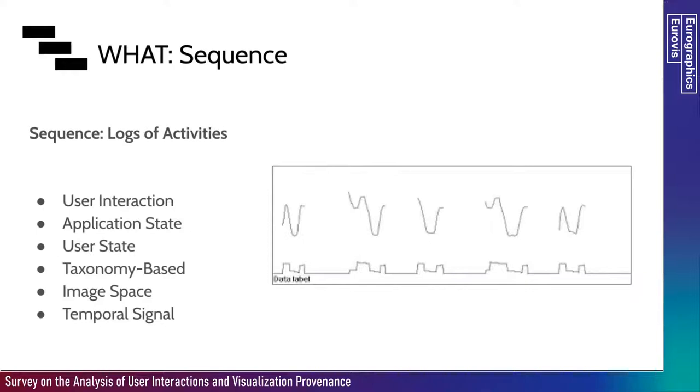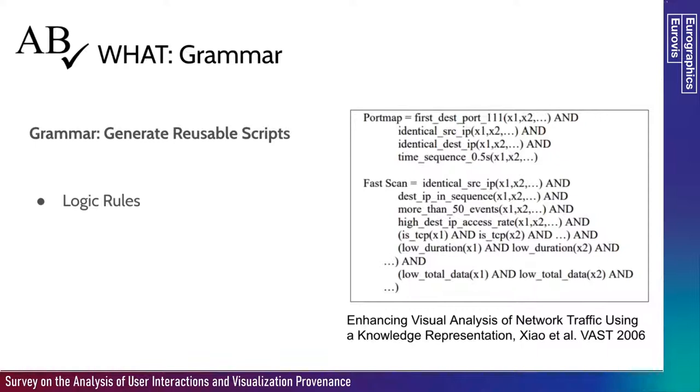The second type is grammar, which encodes user interactions as logical rules. Each user's interaction results in a predicate. For example, x is greater than 10. These interactions are chained together using first-order logic.